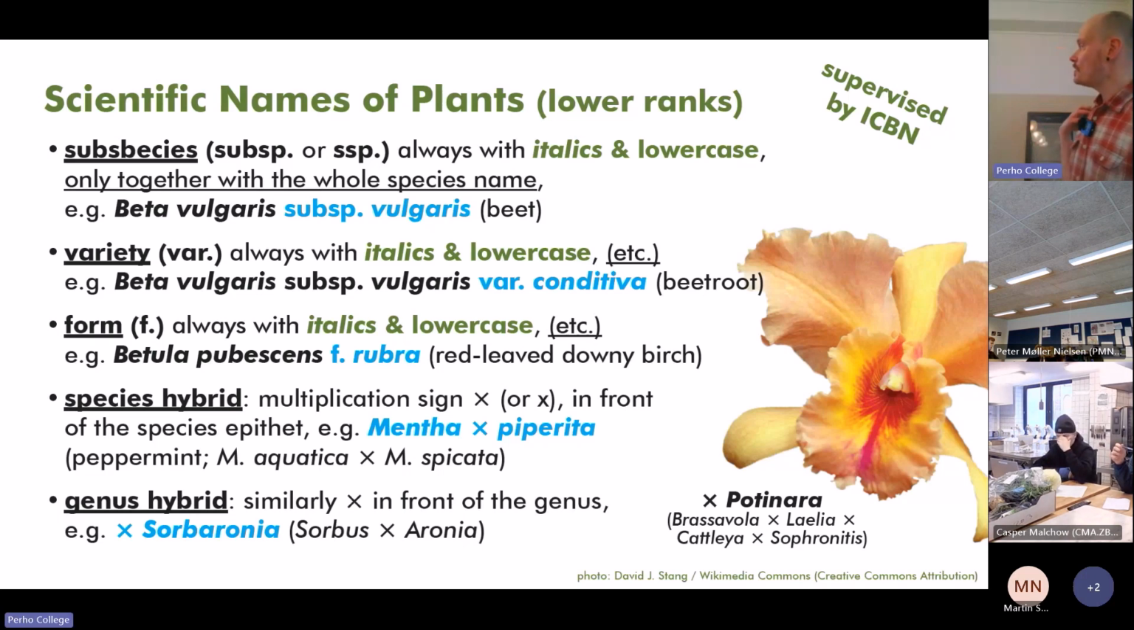Then sometimes plants hybridize. They can be intentionally hybridized, or it can happen in nature also sometimes. And they are marked with a multiplication sign that looks like X, but if you don't have it, you can just use x in front of the species epithet. For example, Mentha × piperita, which is peppermint, that is a hybrid between Mentha aquatica and Mentha spicata.